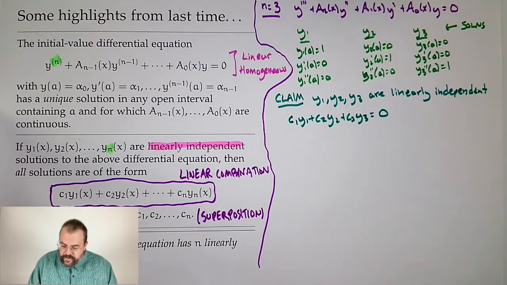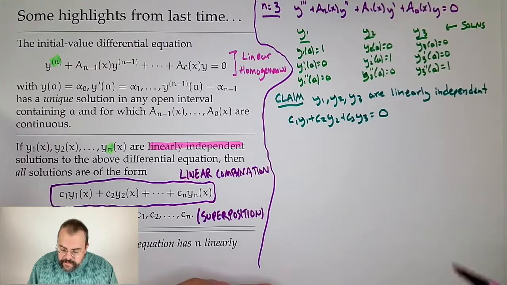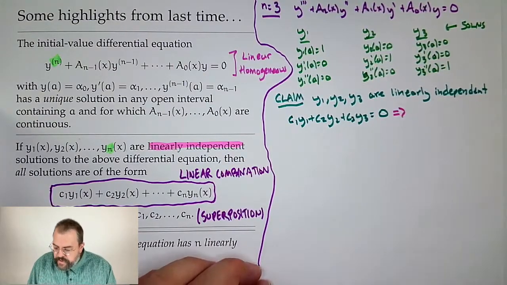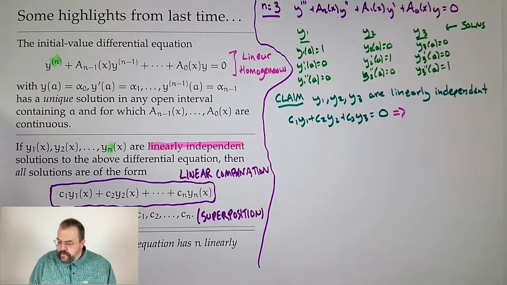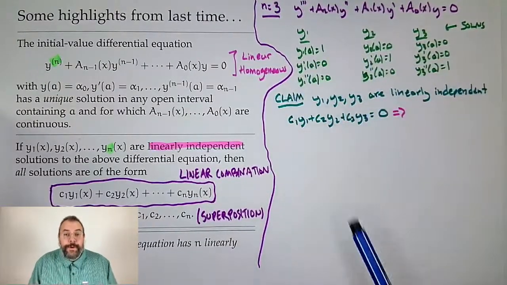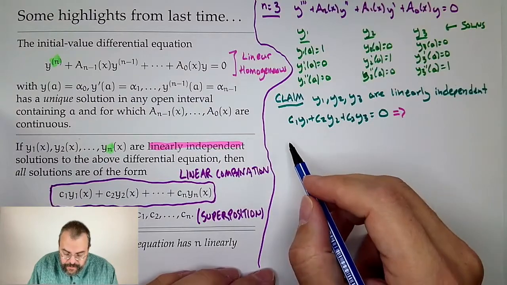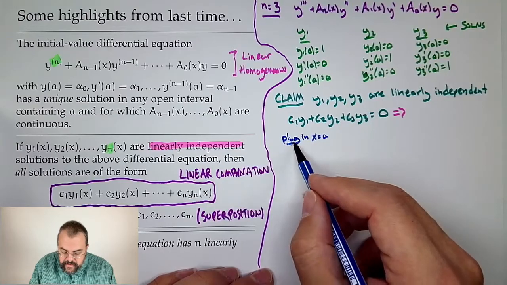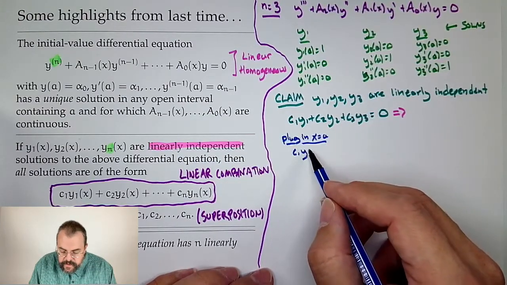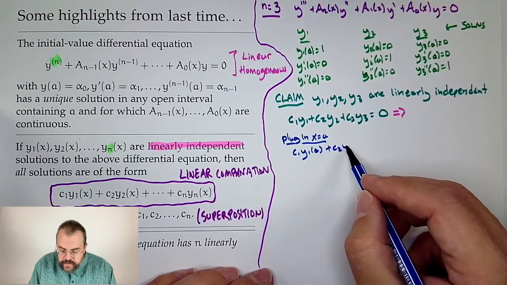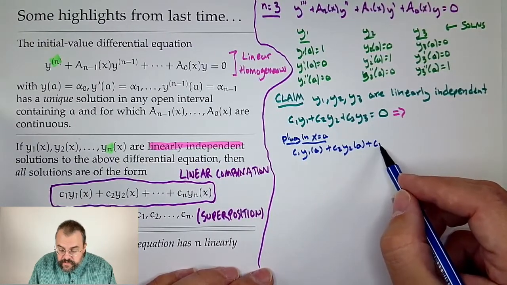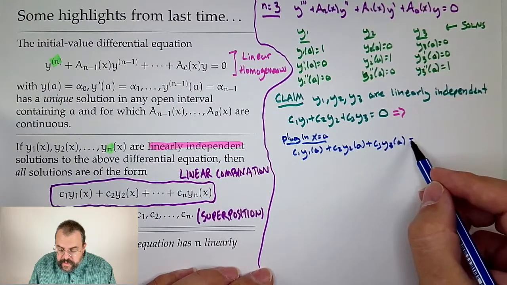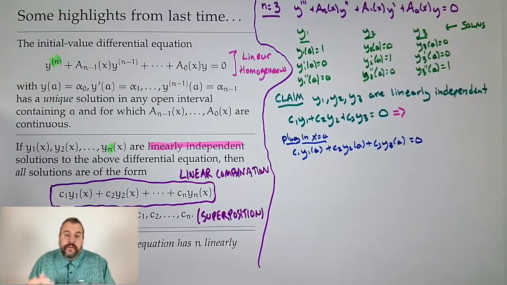Okay, so let's see where to begin. So in other words, this is going to imply something. Well, let's take a look. We'll start by saying, we don't know much, but we do know what happens at a. So we'll plug in x equals a and see what happens. Well, we'll get c1 times y1 at a plus c2 times y2 at a plus c3 times y3 at a, and that equals 0, because this is true for any value of x, so it's definitely true for x equals a.